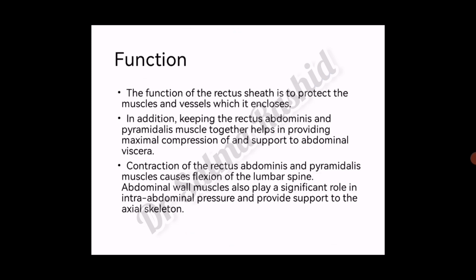Now, functions. The function of the rectus sheath is to protect the muscles and vessels which it encloses. In addition, keeping the rectus abdominis and pyramidalis muscle together helps in providing maximal compression of and support to abdominal viscera. Contraction of the rectus abdominis and pyramidalis muscles causes flexion of the lumbar spine. And abdominal wall muscles also play a significant role in intra-abdominal pressure and provide support to the axial skeleton.